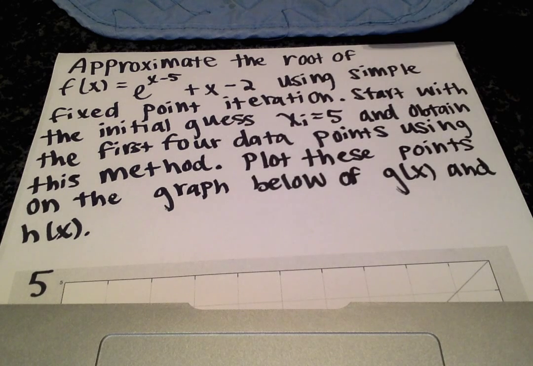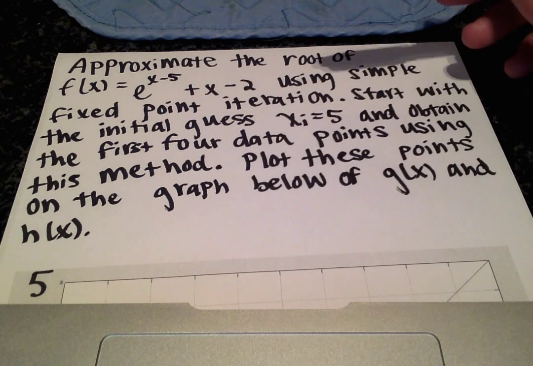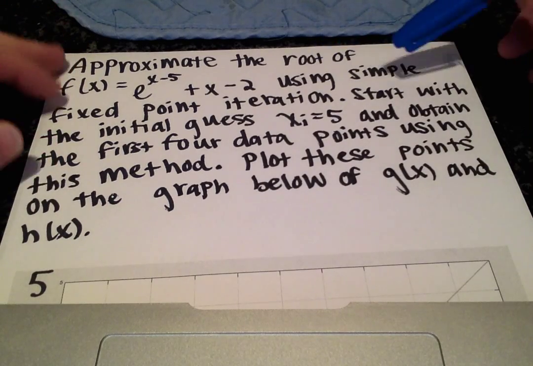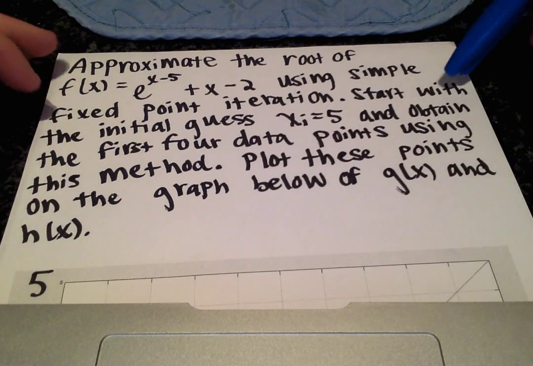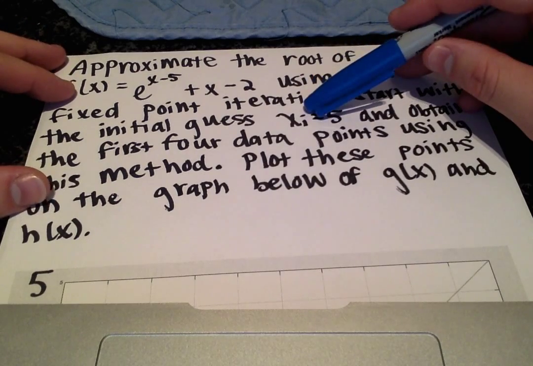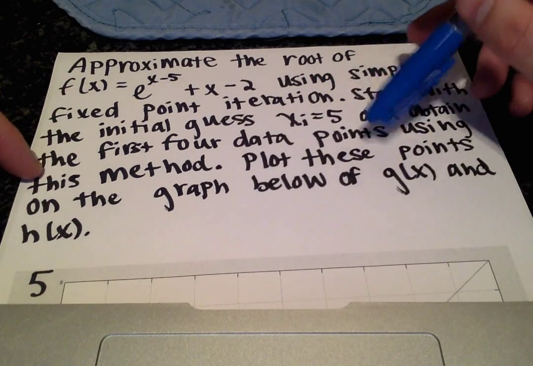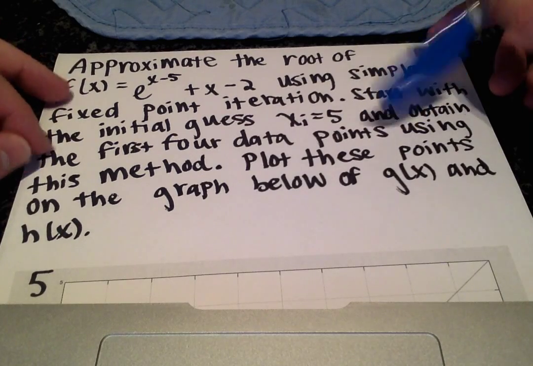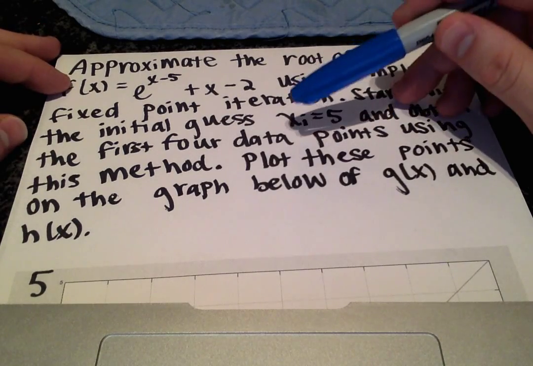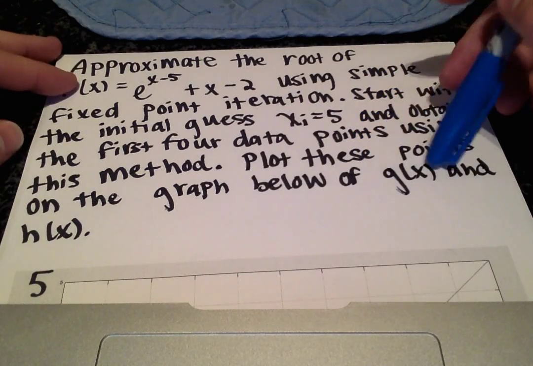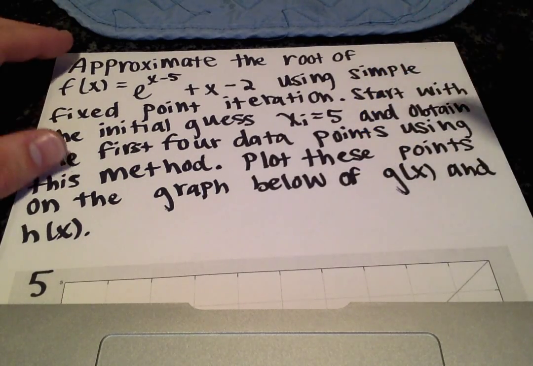So the problem says, approximate the root of f of x equals e to the x minus 5 plus x minus 2 using simple fixed point iteration, and we're going to be starting with an initial guess of 5. They want us to obtain the first 4 data points using this method, and after we do that, we're going to finally plot these points on the graph below of g of x and h of x.